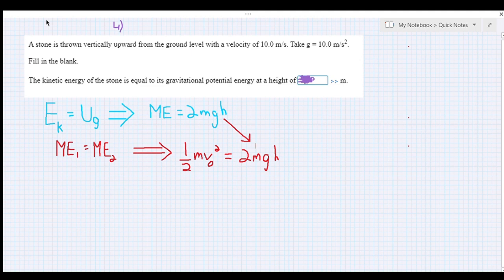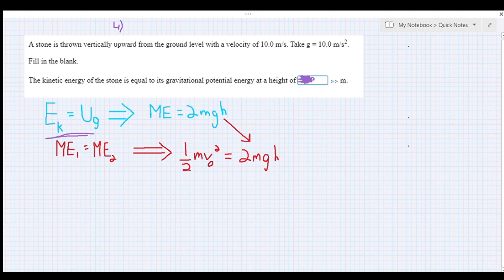A stone is thrown vertically upward from the ground level with a velocity of 10 meters per second. Take g equal to 10. Now, the kinetic energy of the stone is equal to its gravitational potential energy at a height of blank. So we need to find the height at which EK is equal to UG. Let's activate the pen. So EK is equal to UG.